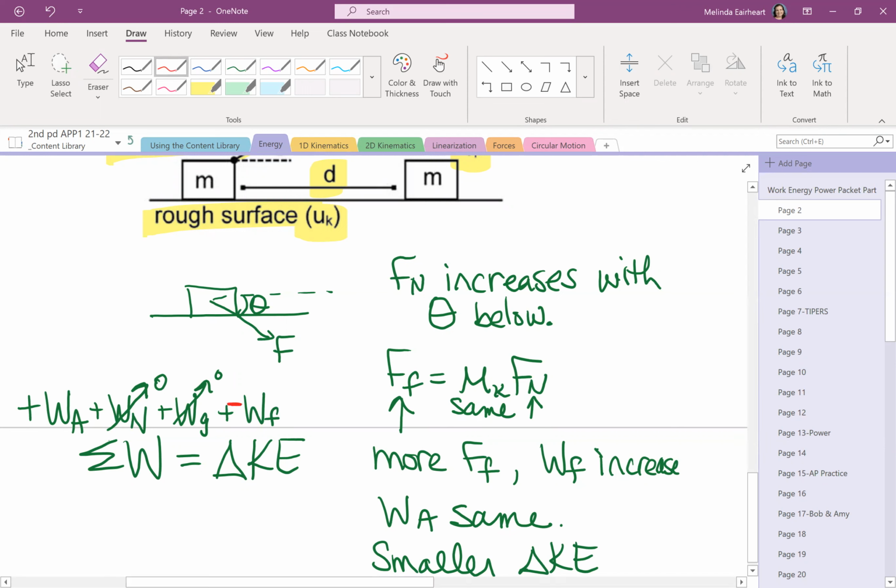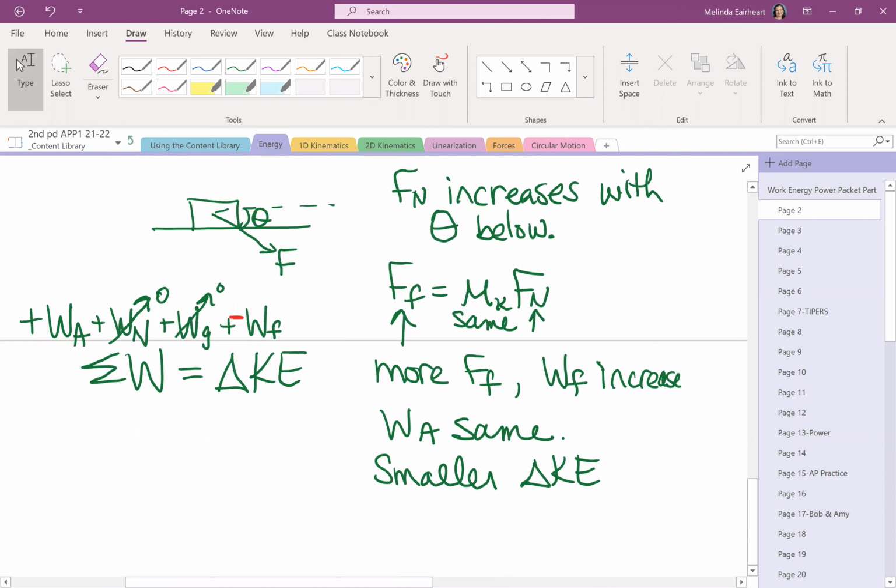And so if work done by the applied is the same, but friction is increasing as we push below, then what's going to happen to the change in kinetic? It'd come out smaller, right? Okay, so what does that mean about the speed? If you have a smaller change in kinetic, and it all started from rest, so KEI would be 0, then really we're just looking at final kinetic energy. And so the final answer would be A.